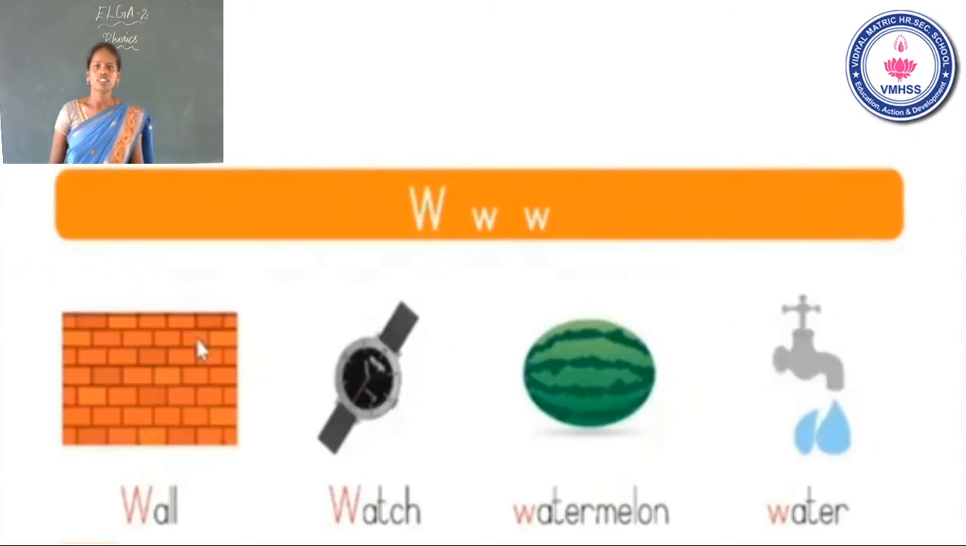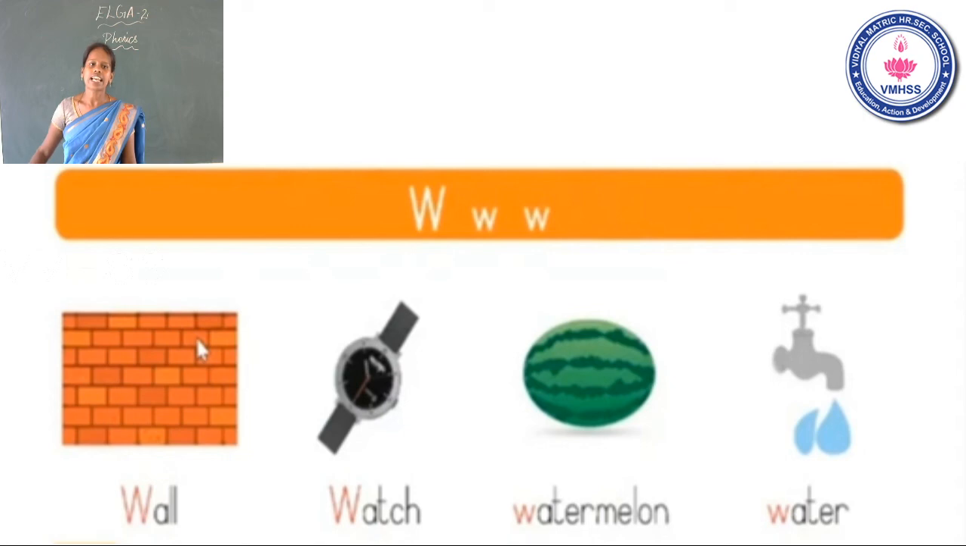First one, ball. Ball. Second one, watch. Third one, watermelon. Watermelon. Last one, water. Water. Okay. First one, ball. Second one, watch. Third one, watermelon. Last one, water. It's clear?